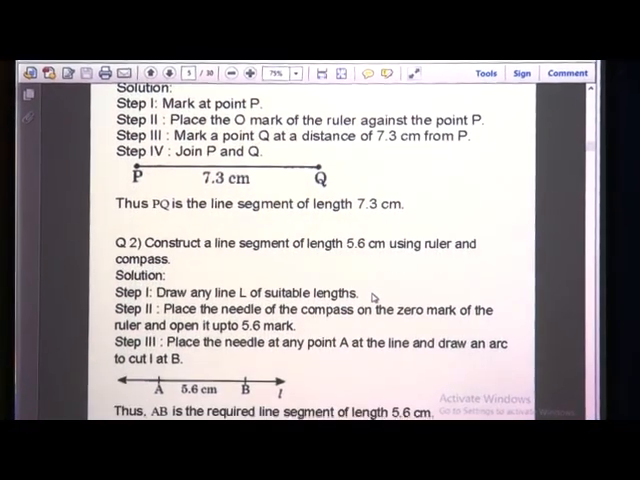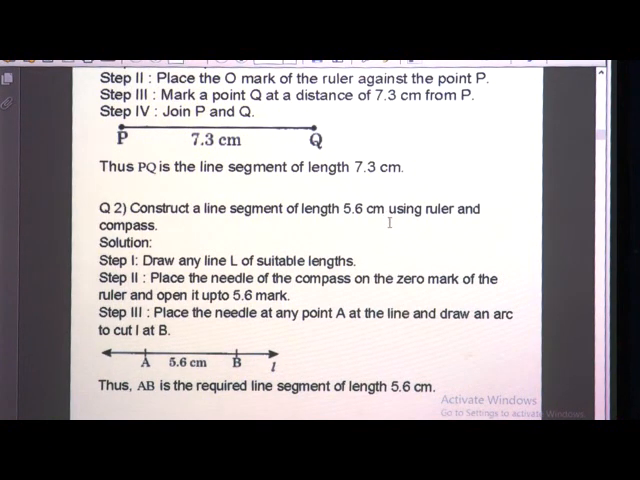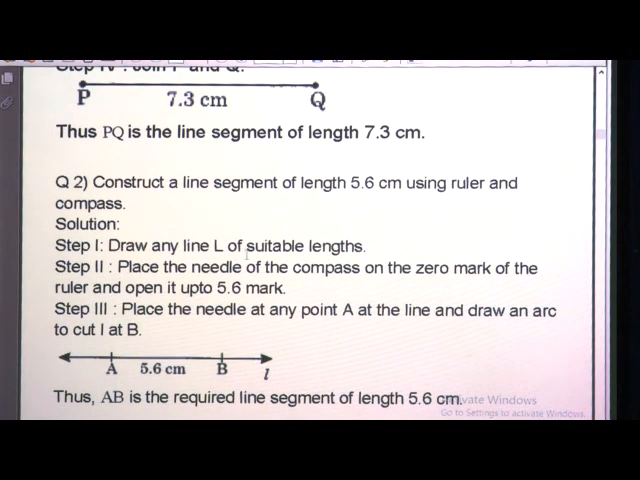Next example, construct a line segment of length 5.6 centimeters using ruler and compass. Step 1, now we have to use the ruler and compass to draw a line segment of length 5.6 centimeters. Draw any line L of suitable length. We have just drawn a line L.